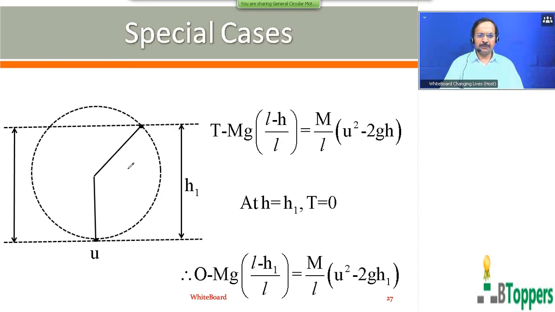that means this h1 will be greater than L but less than 2L. That means the position where tension in the string vanishes or becomes 0 lies between the highest position and the horizontal position of the string. You can cancel m by L on both sides. So you can take a pause and finish writing the notes up to here.